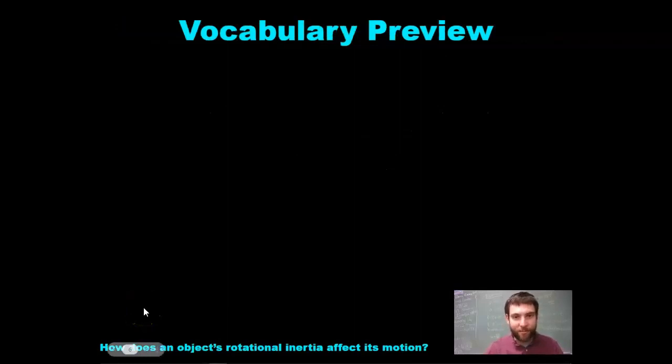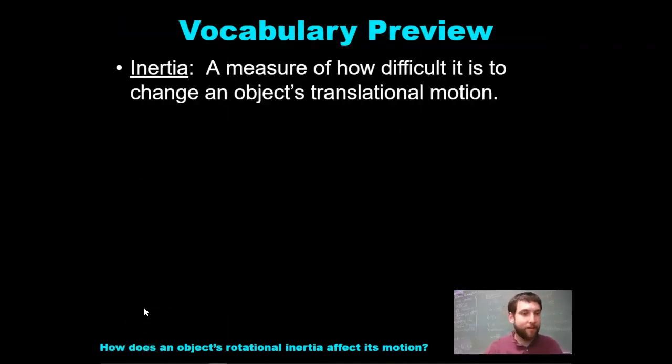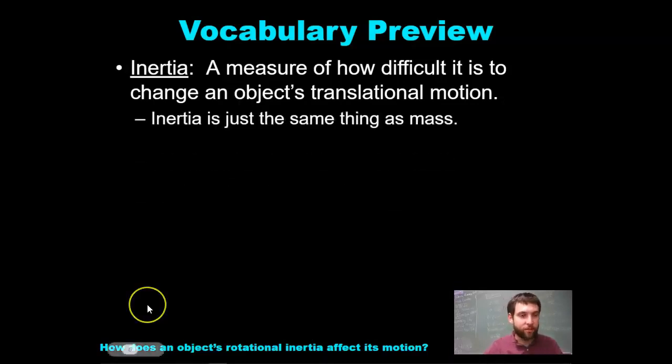Now it's time for some vocabulary. Inertia is the measure of how difficult it is to change an object's translational motion. The resistance to move is inertia. It's not a force, it's just the natural resistance to move. Inertia is the same thing as mass.